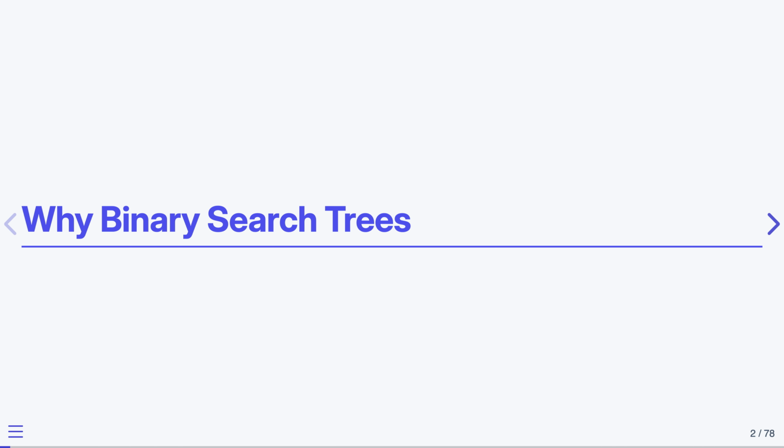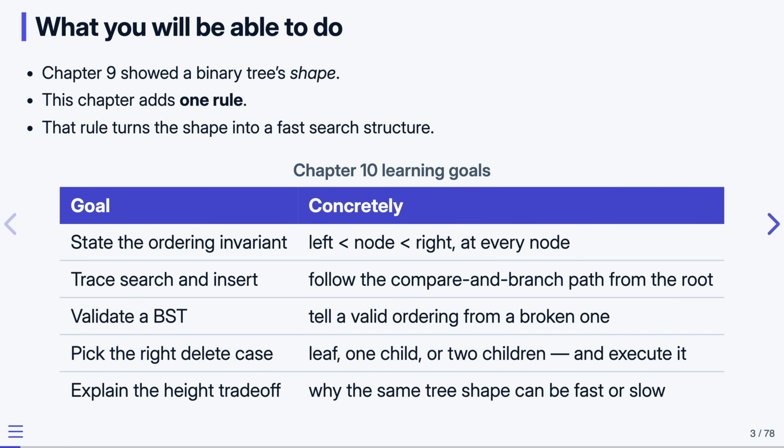Let's start with why a binary search tree is worth building. We will take a game you already play well and turn it into a fast search structure. Chapter 9 showed the shape of a binary tree. This chapter adds just one rule, and that rule turns the shape into a fast search structure. This is what you will be able to do.